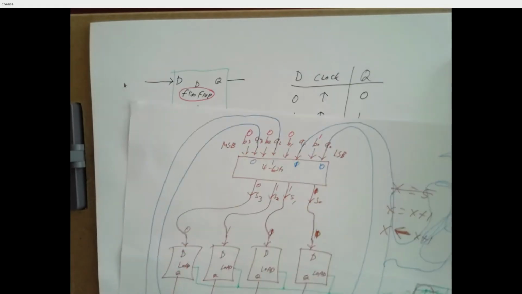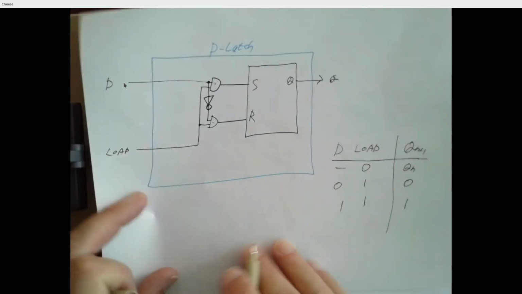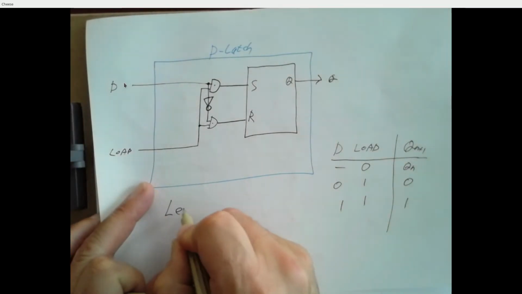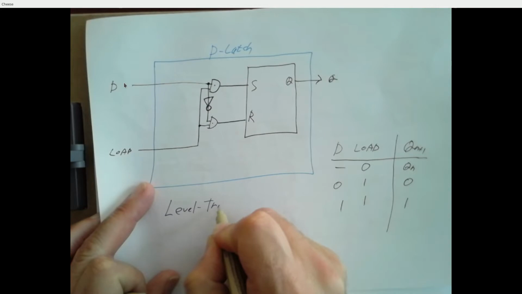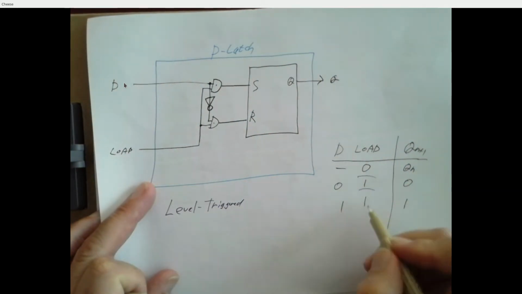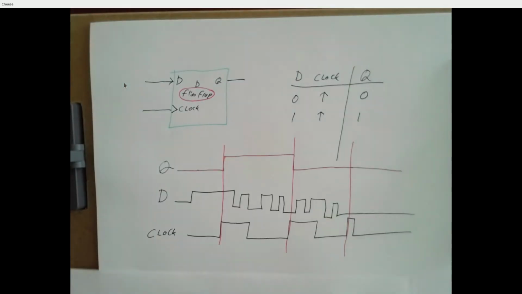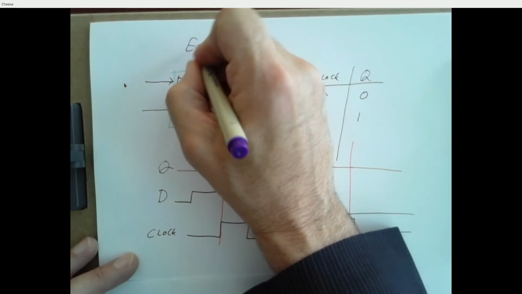So one way to think about this is these latches, these are what we call level triggered. The action happens based on the level of the load line, whether it's high or low. Flip-flops, these are edge triggered.